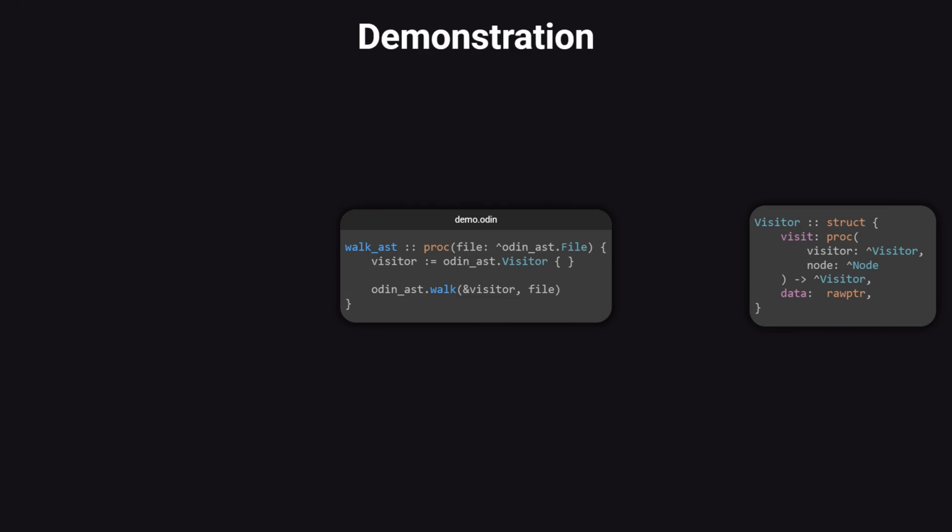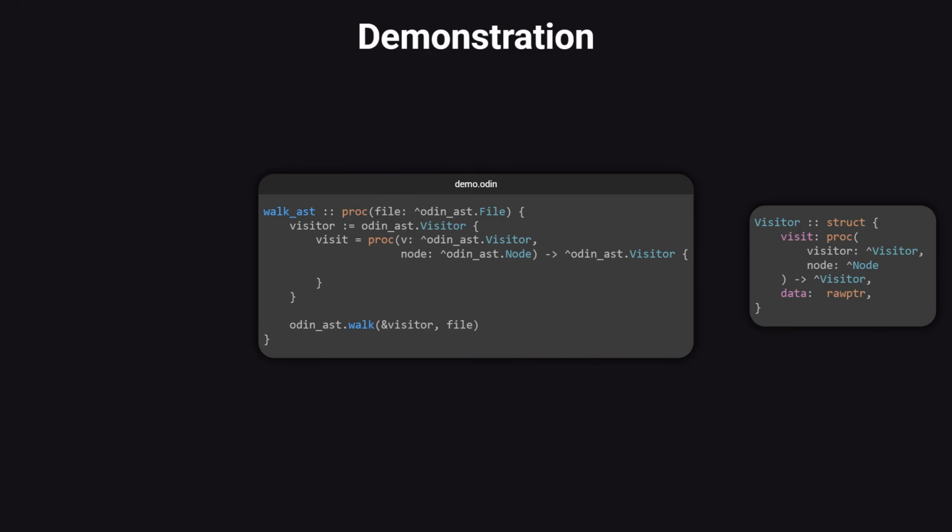First, it needs a procedure. For simplicity, I'm just defining this inline here. The procedure has a slightly odd signature, particularly with the return type. You see, after every node, we have to return the visitor again. When we return nil, that's the end of the walk.